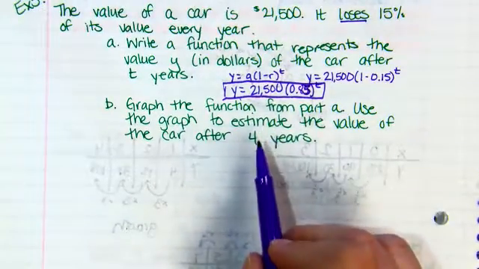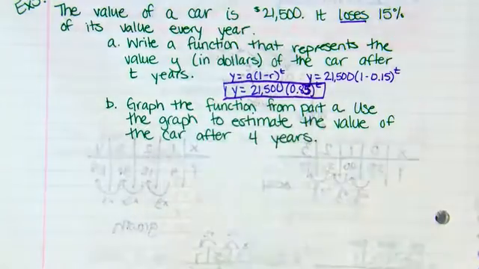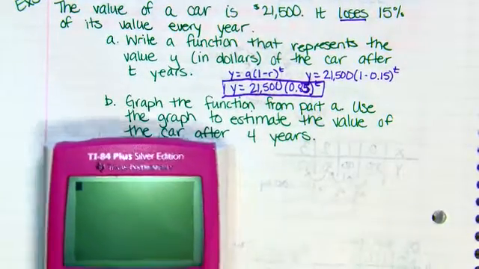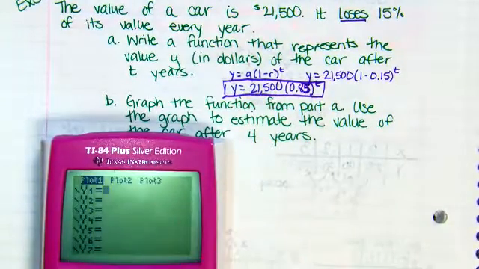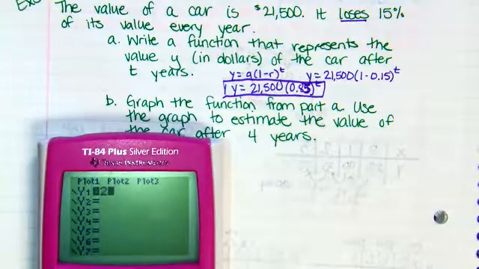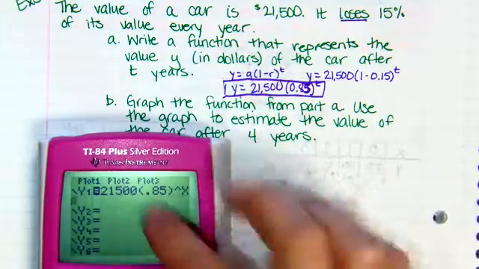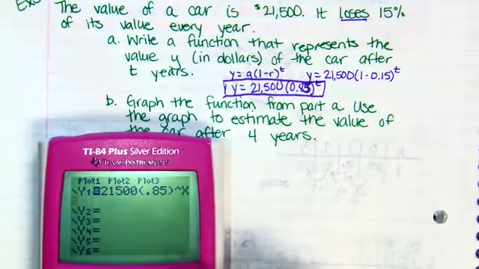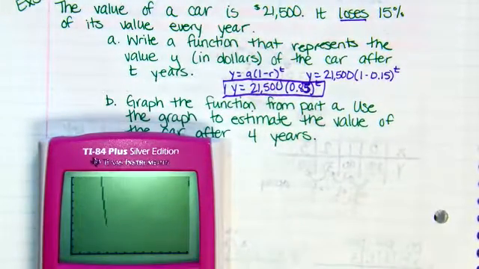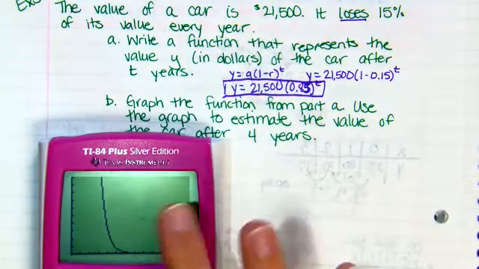So of course you could put 4 into this equation and you could just see what you get. But we can also graph this, and I'm going to graph it on my calculator. So I'm going to say Y equals, let's turn that off. Y equals 21,500 times 0.85 to the X. And I'm going to use X as my independent variable. That's just how these calculators work. So when I first push graph, oh, that actually did show up. My window is really crazy right now.